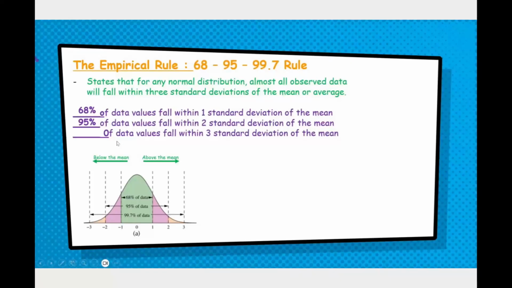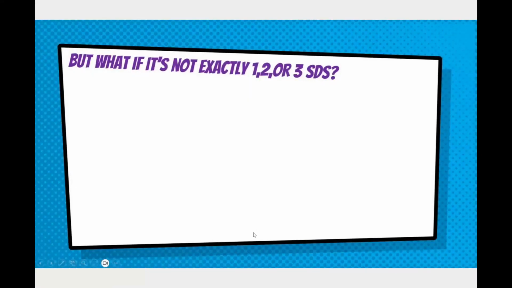But in terms of the whole population, we would say 99.7% of all data values that we observe are going to fall within three standard deviations of the mean. Within meaning inside of this bell.